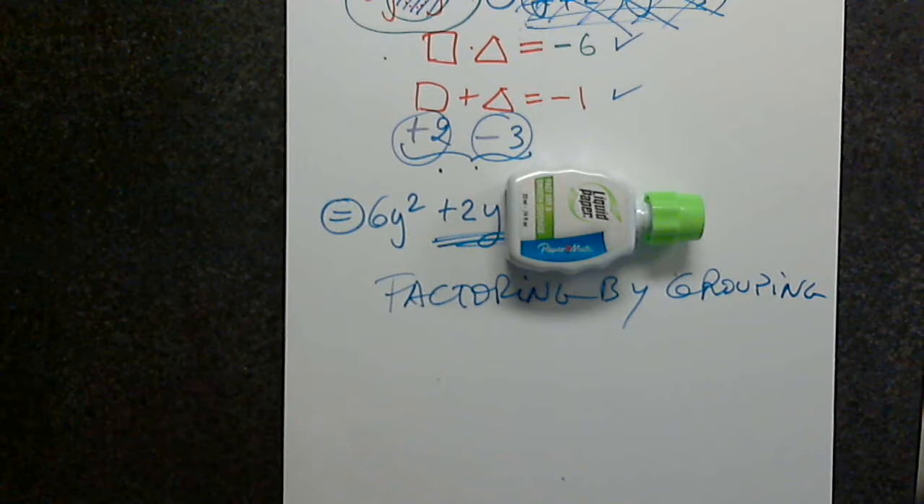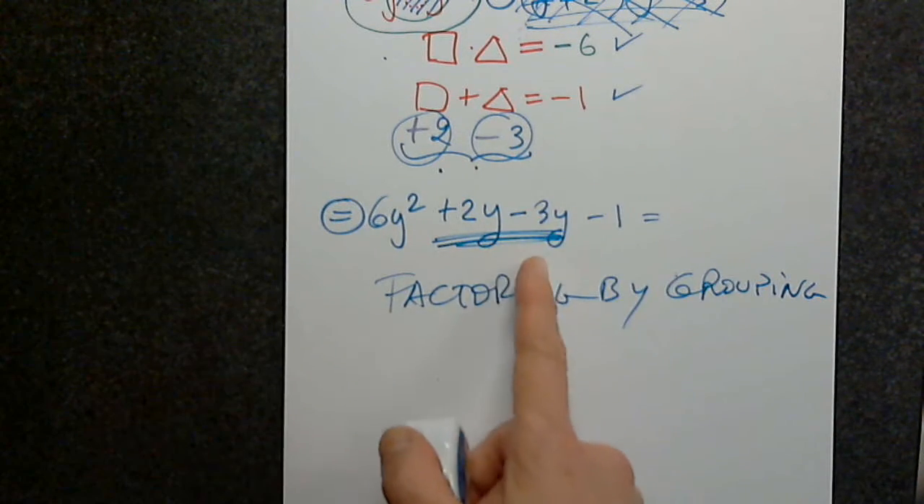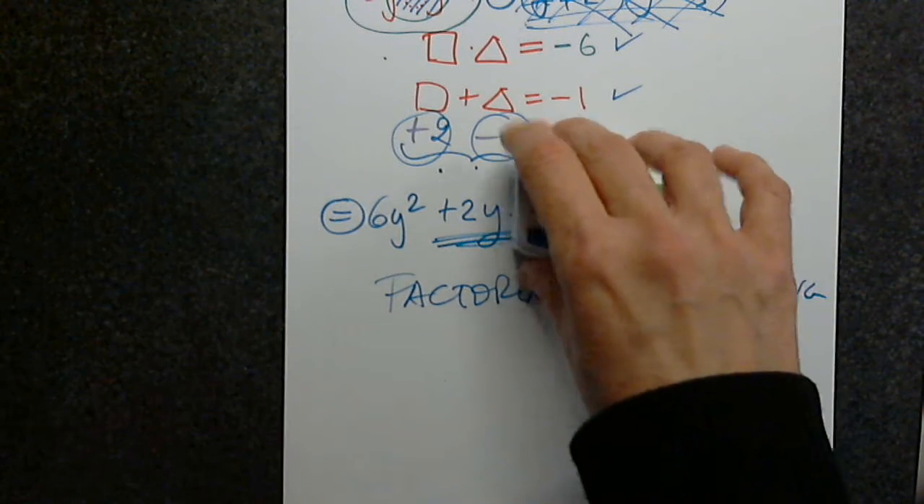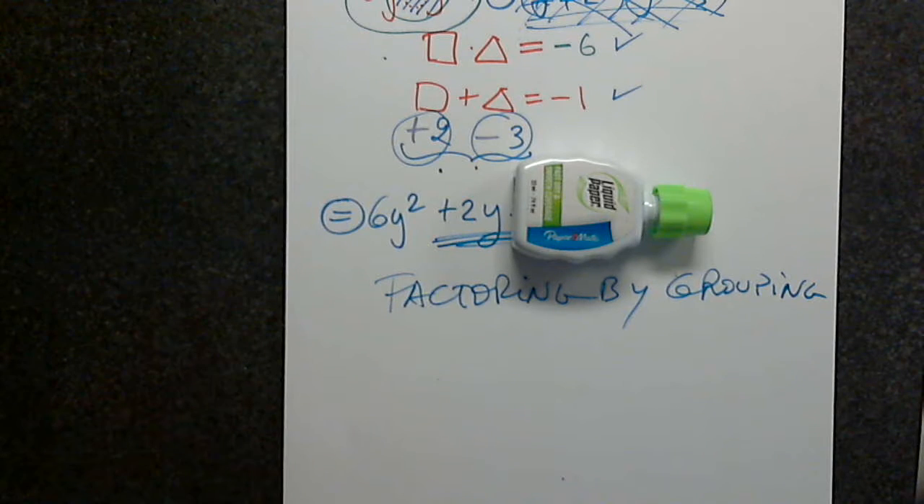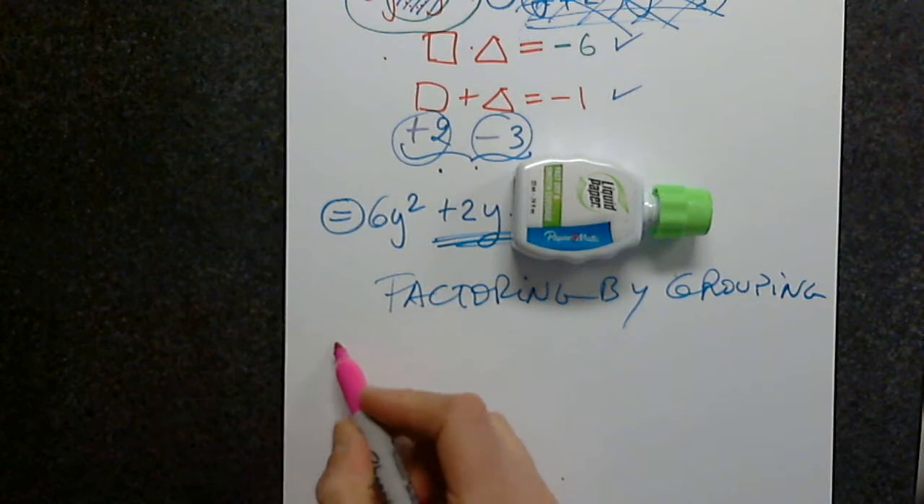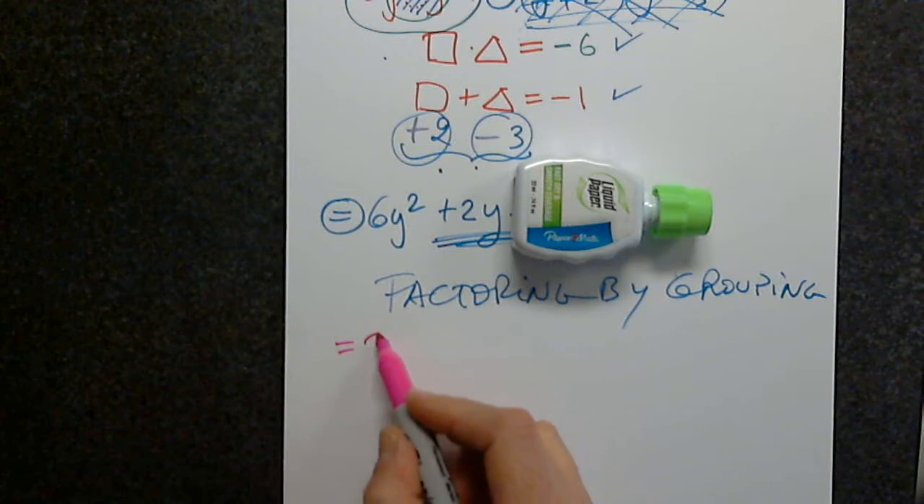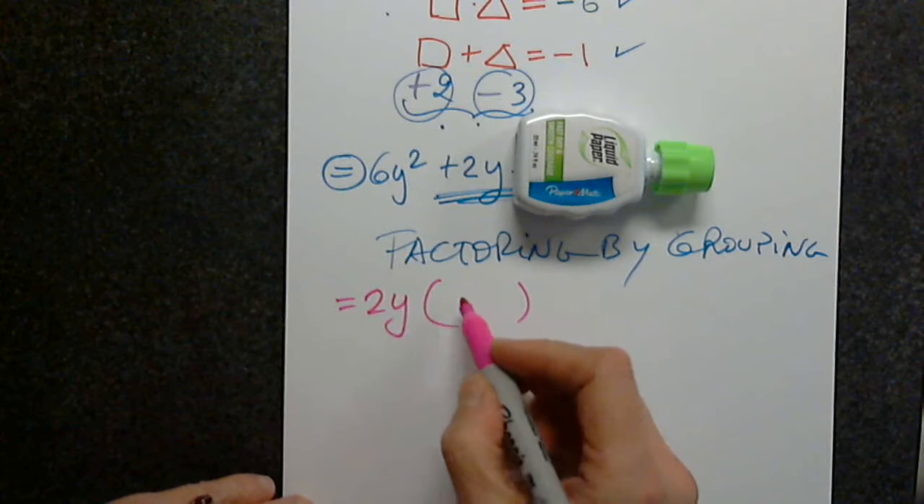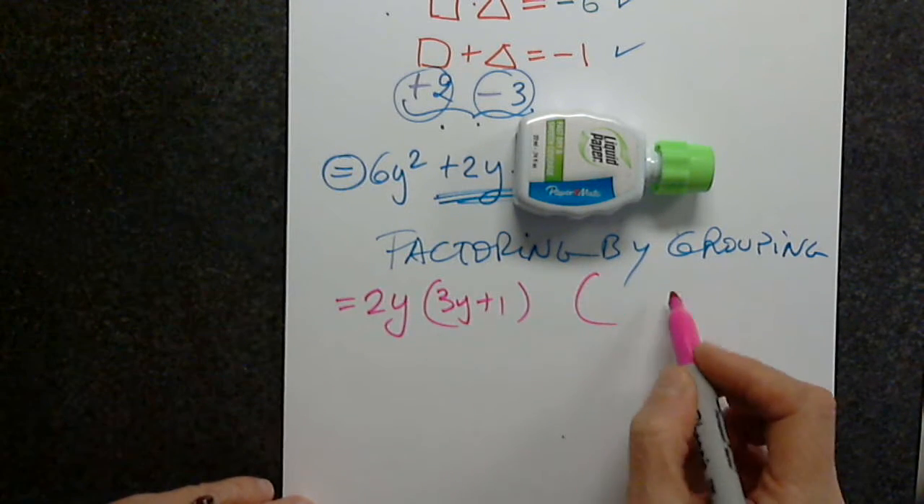But you can say these are not 4 terms. Go back and combine these two. Then I won't be able to factor. I want 4 terms. What will you factor out from the very first 2 terms? You're going to factor out? 2y. Very good. What is left in parentheses? 3y plus 1. Excellent.